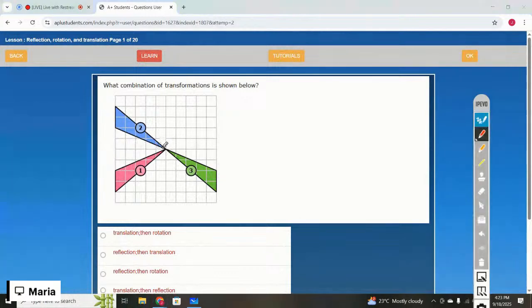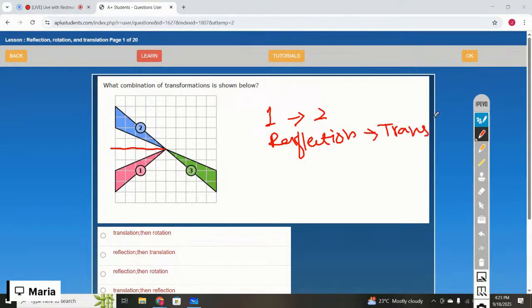So just look at the 1. If you look at the 1, 2 is the reflection of the 1, right? Like exactly the mirror image on the opposite side. So 2 is the reflection of 1. And now from 2 to 3, 2 is moved all along to the 3 side, right? When a shape is moving to a new position, then that would be the translation. So the first one is reflection and the second is translation.